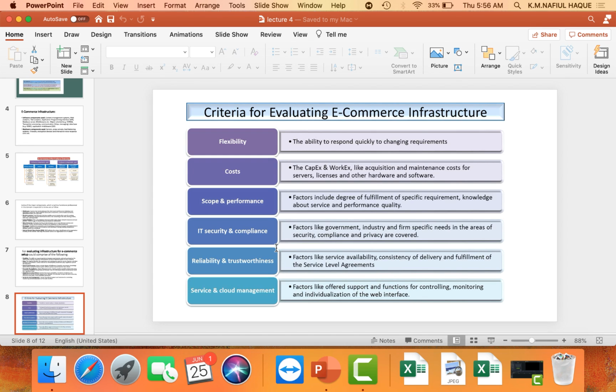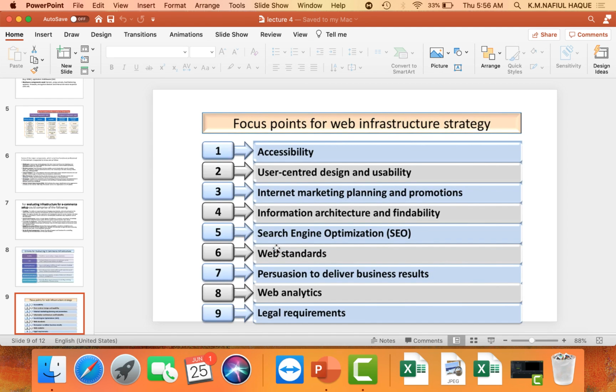You guys can note down these criteria. Focus points for web infrastructure strategy: whenever you are planning to build your infrastructure, your applications, or your web services and solutions, everything on the website, what are the components you need to consider? Number one is accessibility, so how easily accessible it is from different parts of the world.